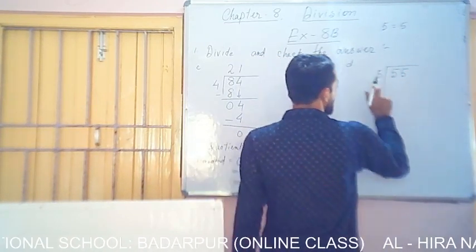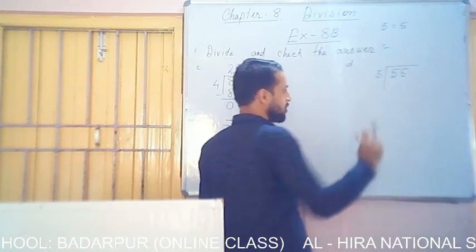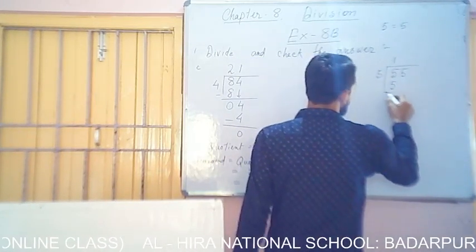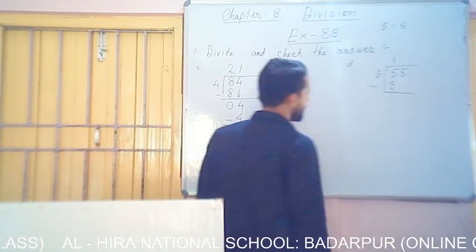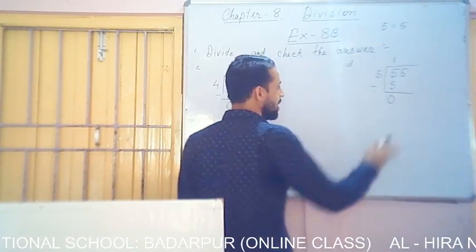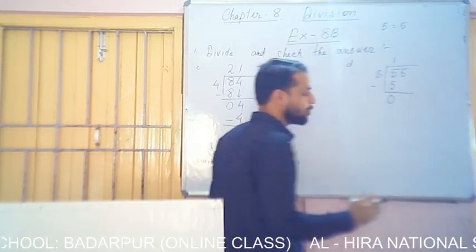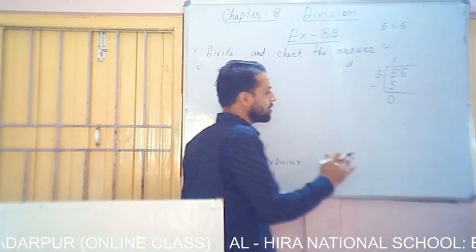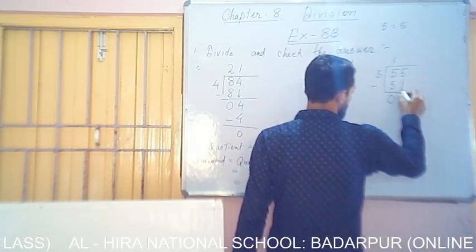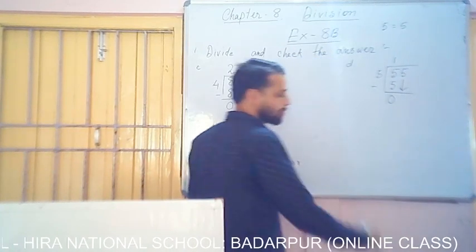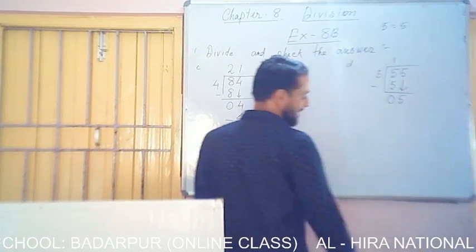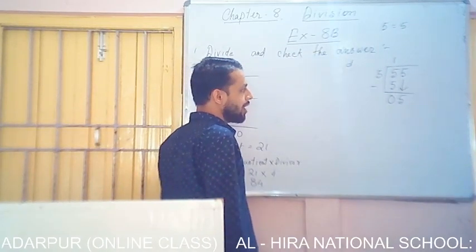So which table do we have to follow? We have to follow the 5 table. 5 ones are 5. Now we have to subtract. 5 minus 5 equals 0. So here we are done with the first step. Now we have to bring down 5 ones. Now again the dividend and the divisor both are equal.